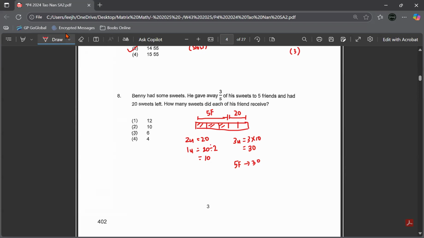So I want to find each friend, means one friend. 30 divided by 5. Answer is 6, number 3. Okay, next question.